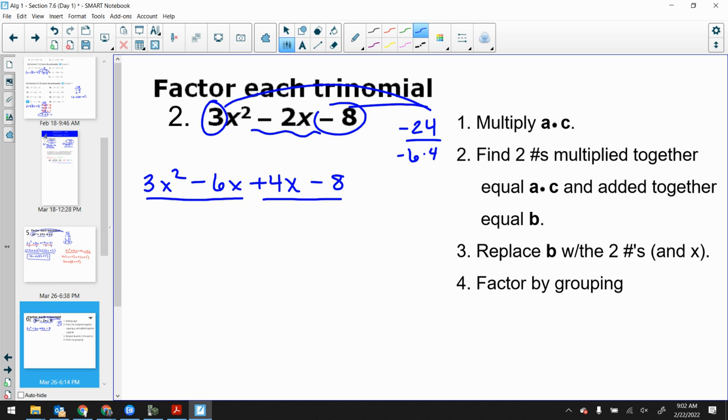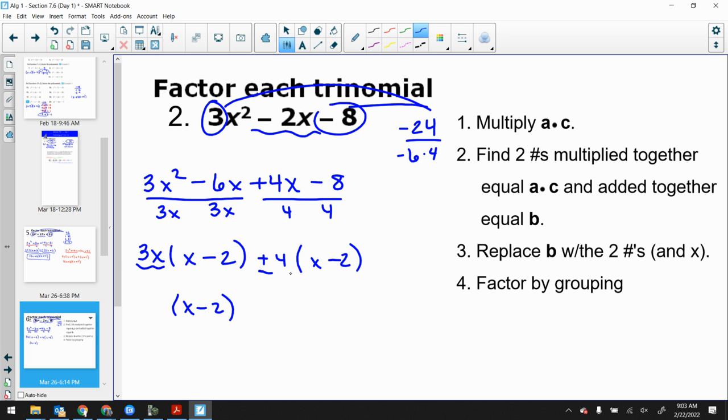Group the first two and last two terms. I pull out the 3x, which is our GCF of my first two terms, leaving us with an x and then a negative 2. My GCF of my second two terms is a positive 4, leaving us with an x and a negative 2. My common binomial is the x minus 2. My leftovers are the 3x plus 4.